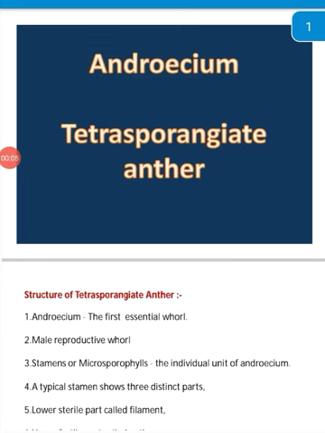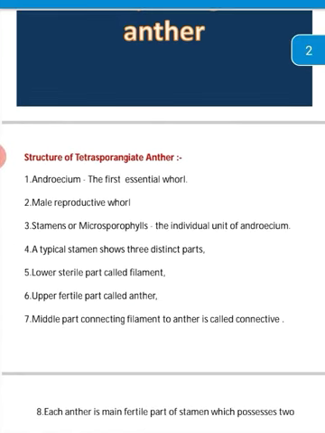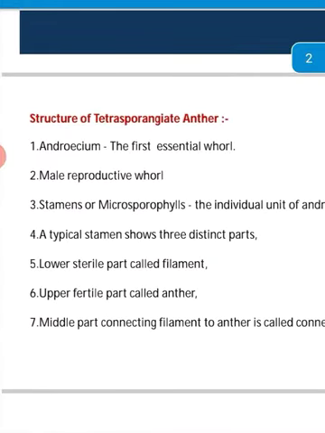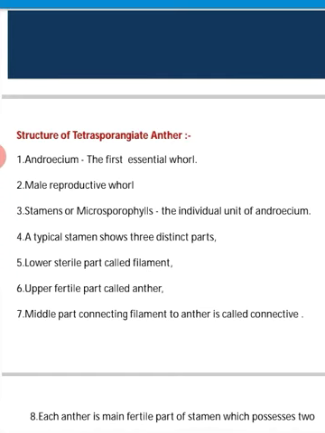Now we will discuss the structure of the tetrasporangiate anther. In brief, we will revise. Androecium is the first essential whorl. It is the main male reproductive part. The individual unit of the androecium is called a stamen or microsporophyll.